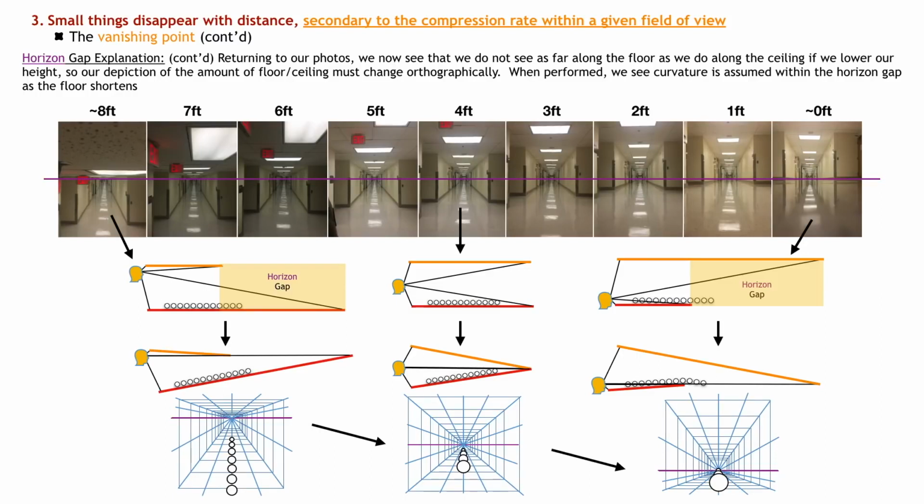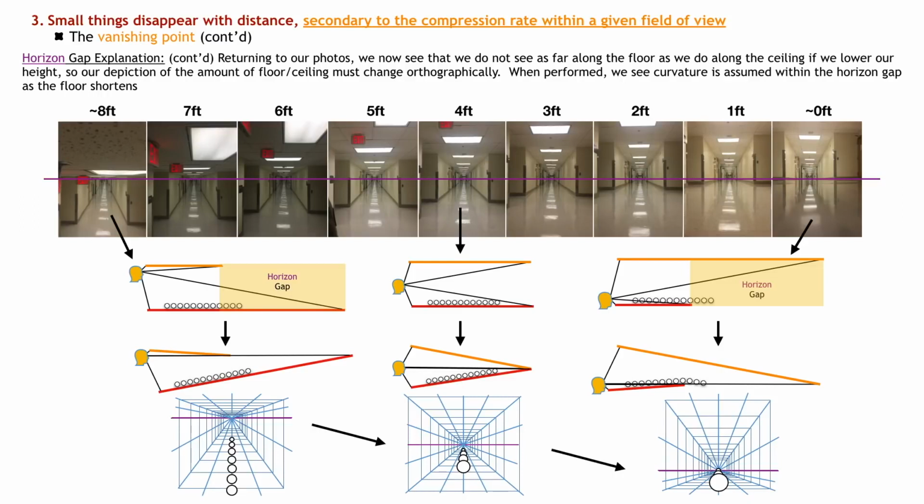So when performed, we see a curvature can be assumed within the horizon gap as the floor shortens. In other words, as those objects start to set within vision because they've gone further than that lower visual field extends, then one could conceivably say, I'm seeing things curve over a distance, but you're not. This is just you've encroached upon that lower visual field's limit of vision. And so I've tried to diagram this out for you. This is, again, just crude because it's very difficult to diagram this from a side view.